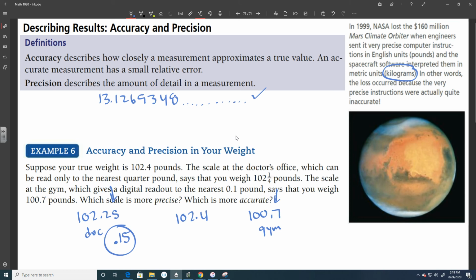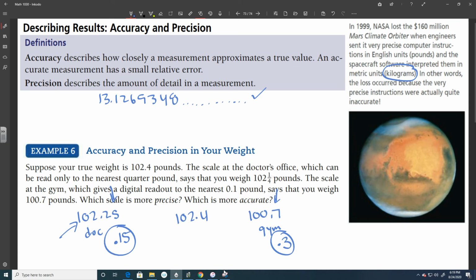So the gym says that I'm 0.3 off. So the one that's more accurate is the doctor's office. And I guess you could argue almost either way for precision. The one on the left measures 2 digits out past the decimal. It measures to the quarter, but this one measures within a closer range because it rounds to the nearest 0.1.